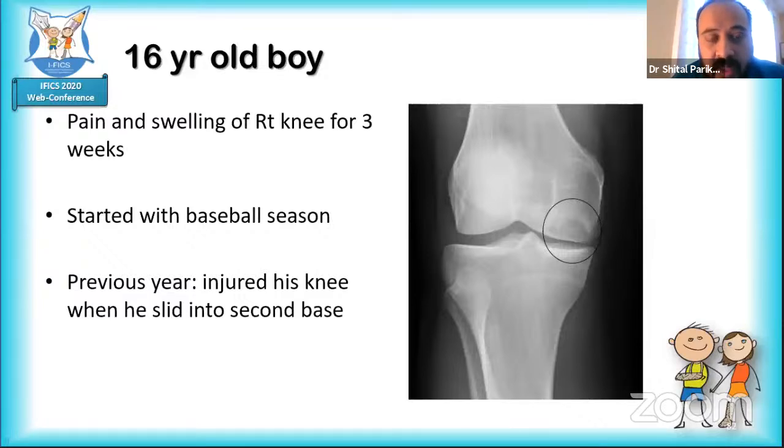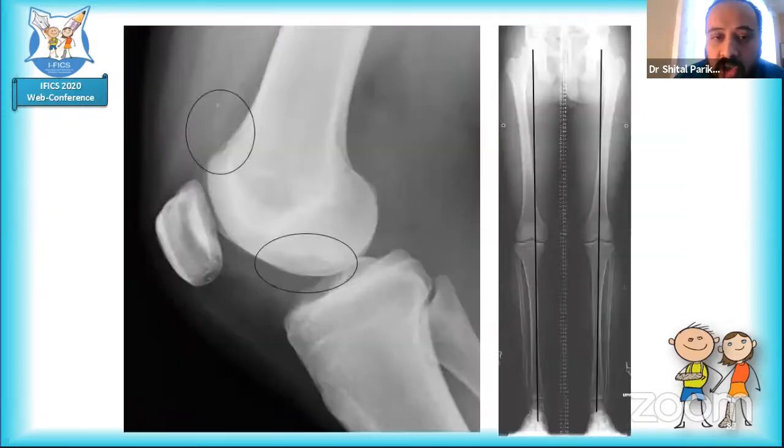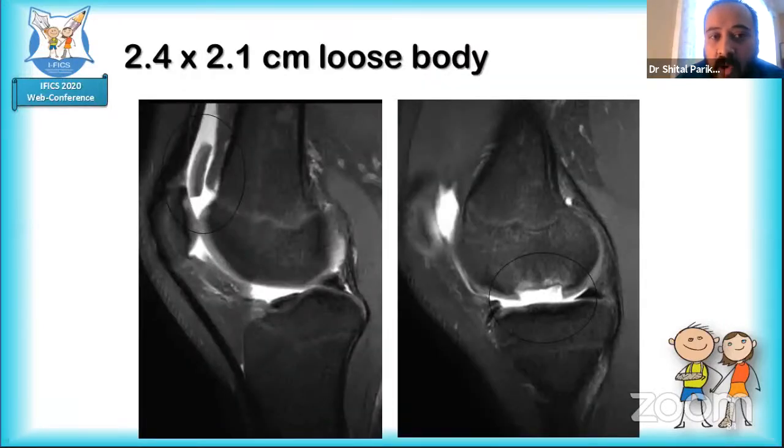So this is a 16-year-old boy who was having pain for 3 weeks and had his injury the year before that. So there was an old injury, and then you can see some flake of bone there on the X-ray. You can also see there is a void there, or maybe a defect of the condyle. Now, when you do an MRI, that's a big piece, a 2.4 millimeter piece. Probably it's out for a year now. And you can see that there's a defect in the lateral femoral condyle.